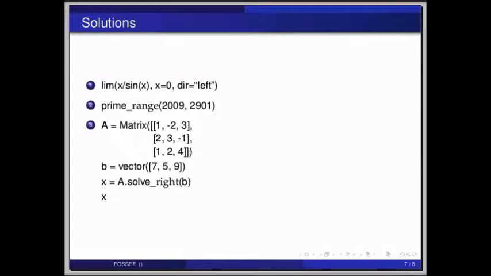And the third question's answer is, we shall first write the equations in matrix form and then use the solve function. So you can type A is equal to matrix 1, minus 2, 3, then 2, 3, minus 1, then 1, 2, 4, then B is equal to vector 7, 5, 9, then X is equal to A dot solve underscore right within brackets B, then type X so that you can view the output of X.